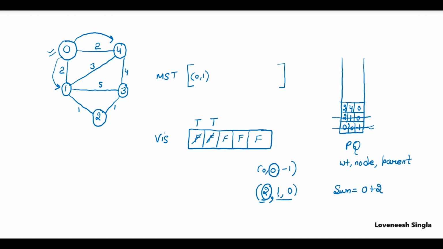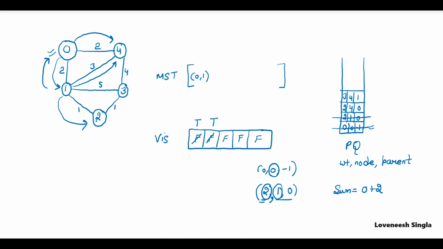Now we will look at the neighbors of this first node which are not visited. So from 1 we can move to 0, but 0 is already visited. So we will ignore 0. So from 1 we can move to 4, and 4 is not visited yet. So we will insert 4 in this priority queue with the weight, and weight is 3, 3, 4, and parent is 1. And from 1 we can move to 2 also, and 2 is also not visited yet. So we will insert 2 also in this priority queue.